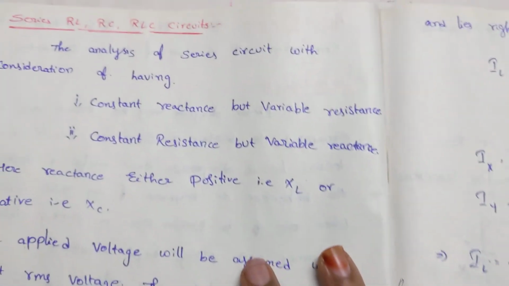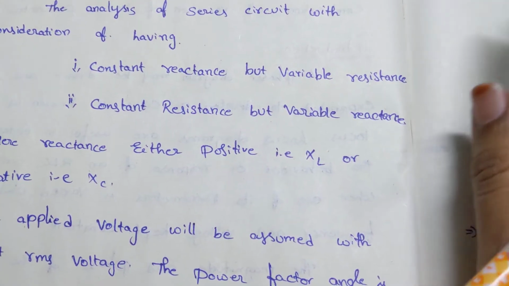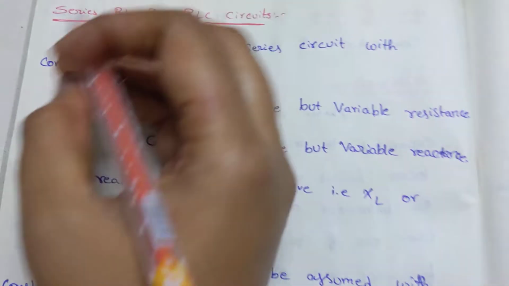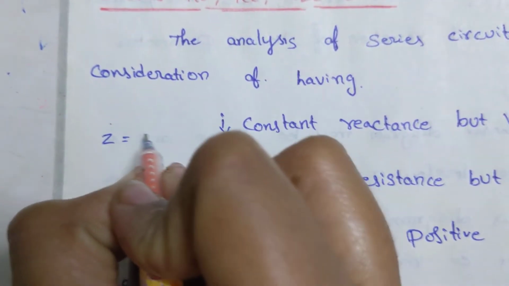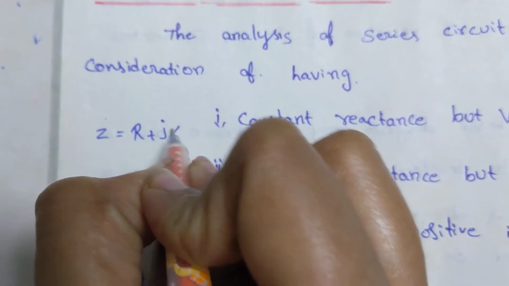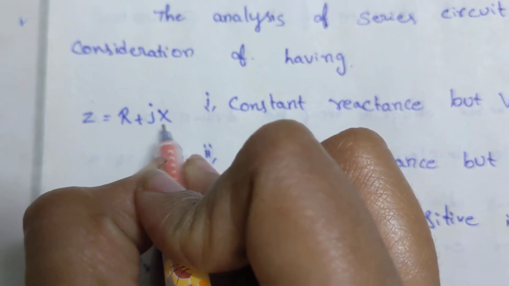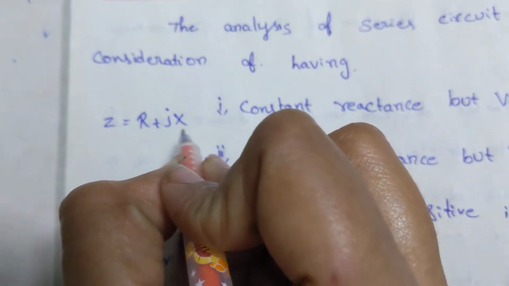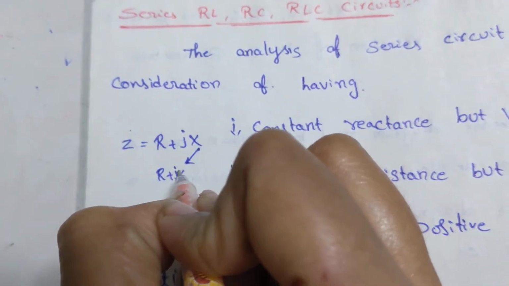Series RL, RC and RLC. For the time being, please remember the reactance is the only one quantity, because whatever the impedance, Z is nothing but R plus jX. If X is a positive value, I can say that it is an inductive reactance. That's why we can give it as R plus jXL.